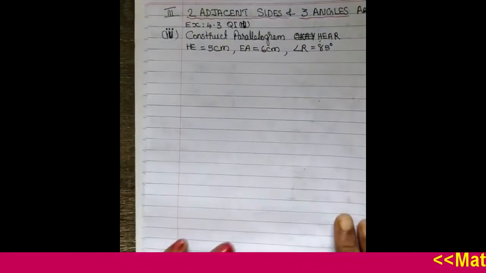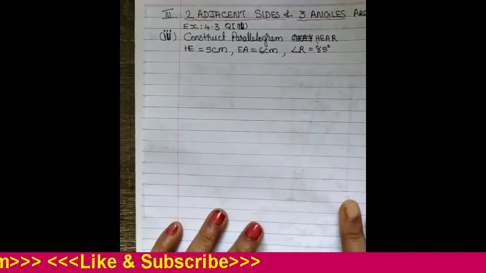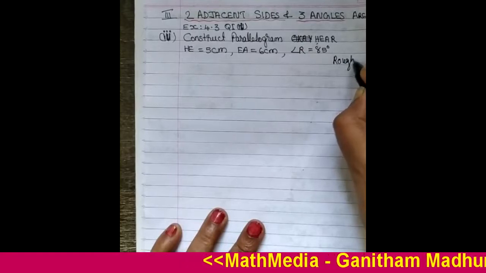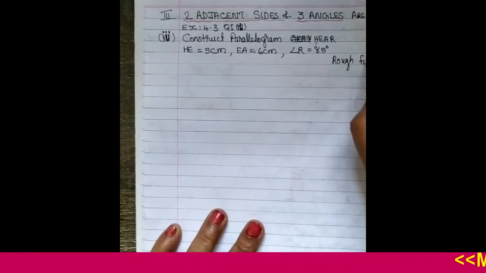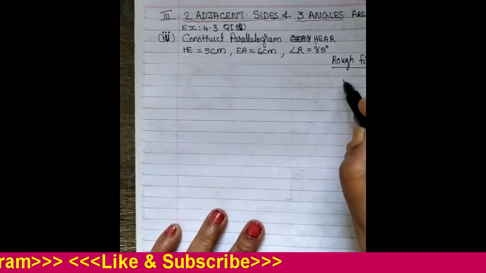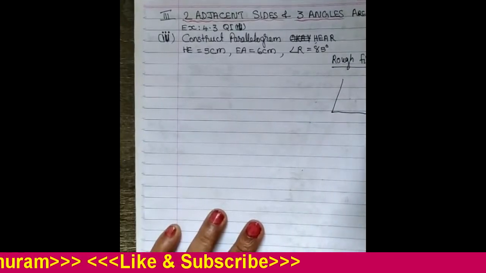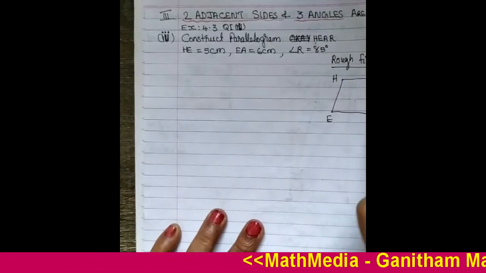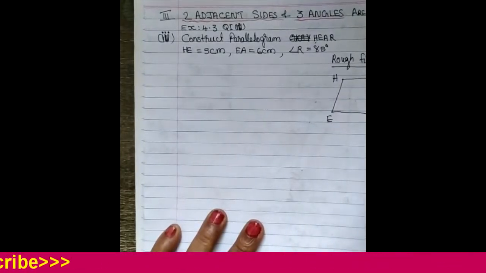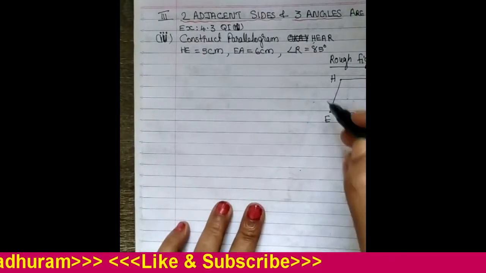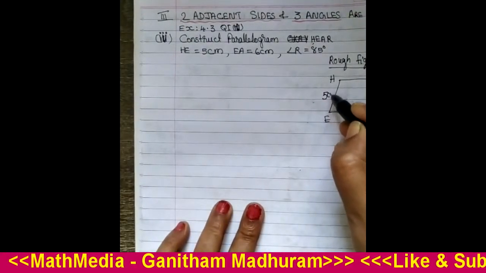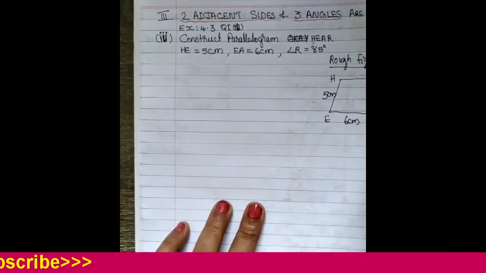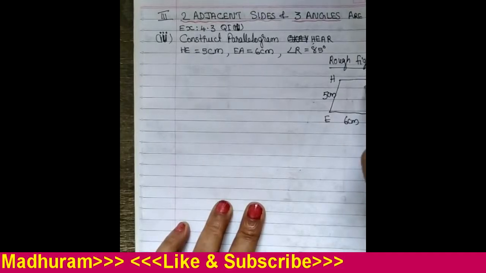So what is the first step to construct the parallelogram? Yes, we have to draw the rough figure of the parallelogram. So I am drawing a rough figure of the parallelogram and give the name as HEAR. What are the measures given? First we have to write it. HE is 5 cm, EA 6 cm and angle R is given 85 degree.